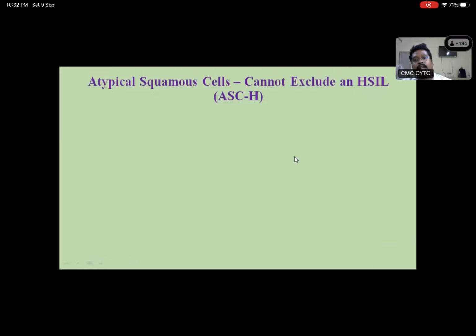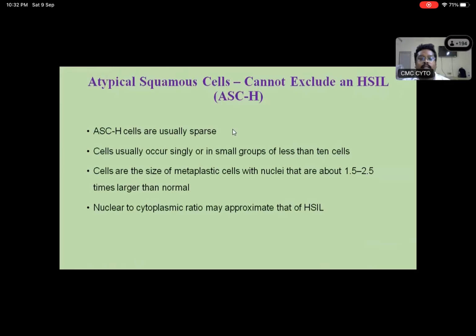So then the category of atypical squamous cells, cannot exclude an H cell, comes into play. This situation occurs when these abnormal cells are very sparse and they occur singly or in small groups of less than 10 cells. Your NC ratio may look very close to an H cell, but it's more of a quantitative issue. You see very few squamous cells which look suspicious for an H cell, but it is not qualifying for an H cell, right?